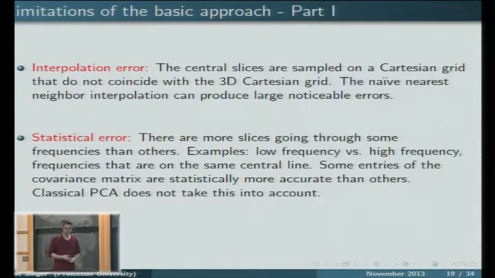Okay, so, but that's not the whole story. There are actually many, many important issues with this basic idea. So there are some limitations. The first one is that there is interpolation error. Okay, so when you give me two frequencies and say they correspond to some discretized frequency, that is, we have to use some discretization of the 3D Fourier space, we're not actually going to find exactly planes that go through these frequencies. We're going to get planes that get us close enough. And so we'll do some nearest neighbor interpolation.